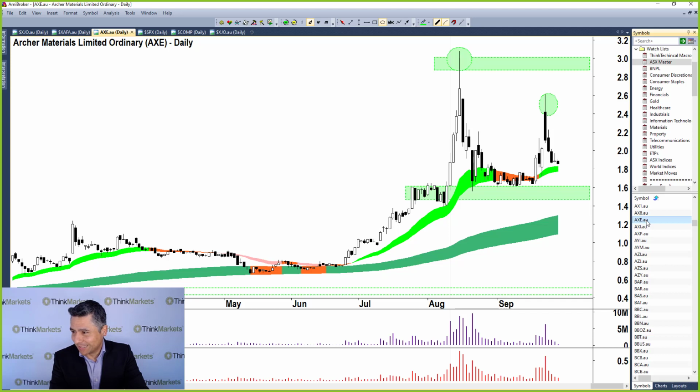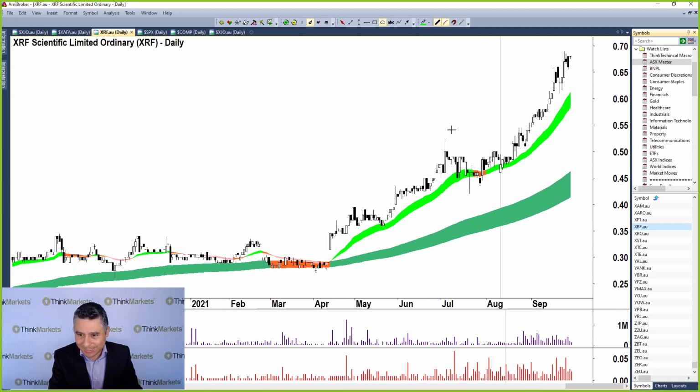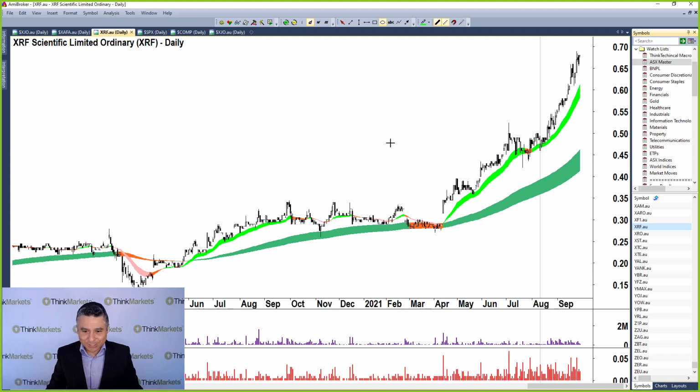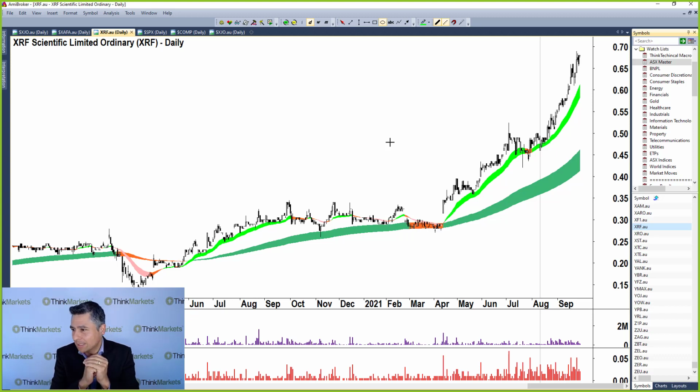Let's move on. This is Lee. We've got XRF, which is the stairway to heaven. How good is this thing? XRF Scientific, and I don't think this one's come up in Ask the Experts before, and I don't know why. I haven't seen this one. Maybe it's missed on some of my liquidity filters, but that looks amazing.